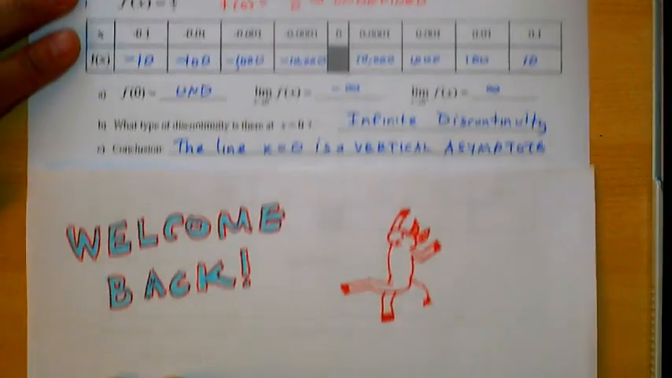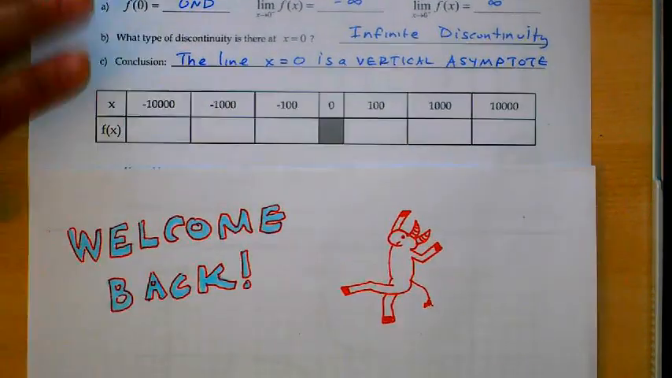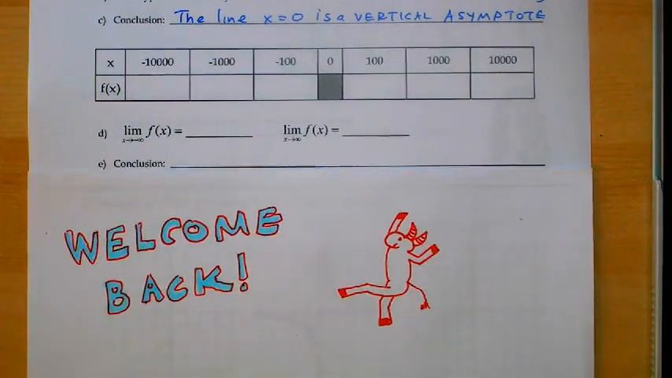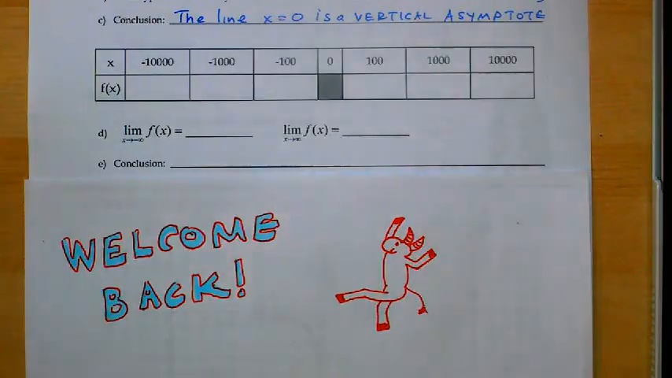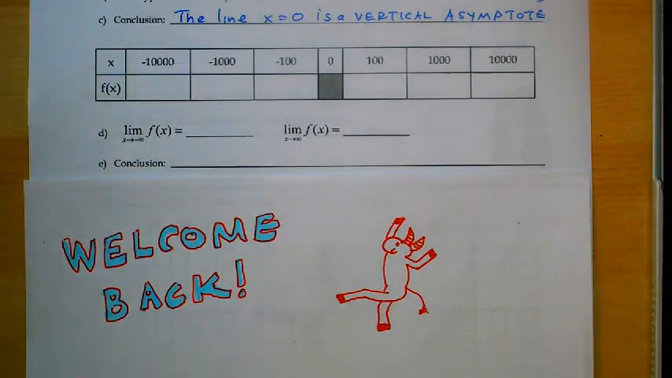All right, let's make a new table of values here. You might want to pause the video again. And let's try to get a table of values as x gets very, very large, negative large and positive large. So please pause that video again, fill in that table, and I will check back with you.